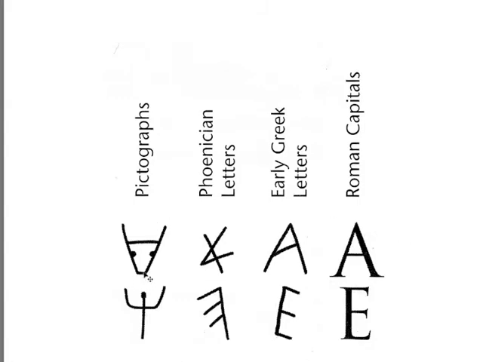Pictographs are where it started. You can see images of animals and a human figure here. And then the Phoenicians, which were a civilization that was very developed, and this was in what is now the Middle East, and we're talking 1500 BC on up to about 300 or 400 BC. The Phoenicians were a very cultured people. They were a trading people.